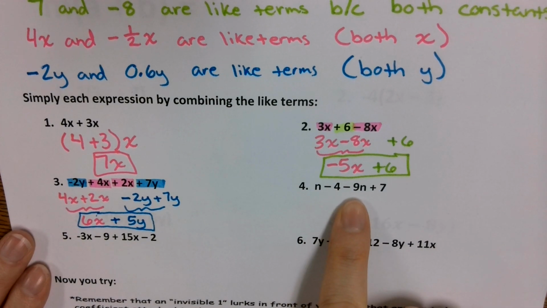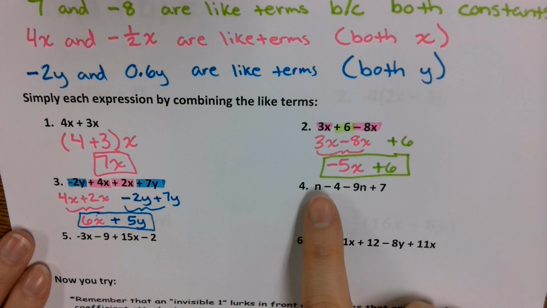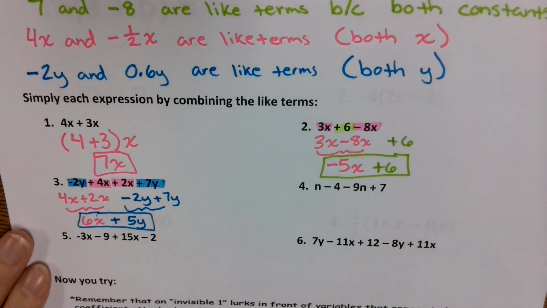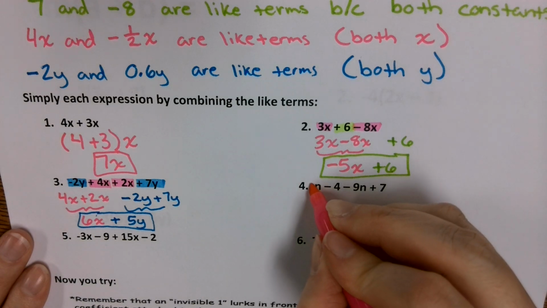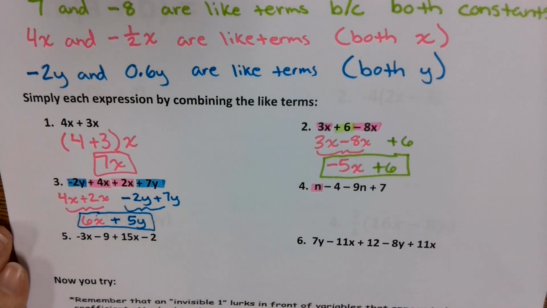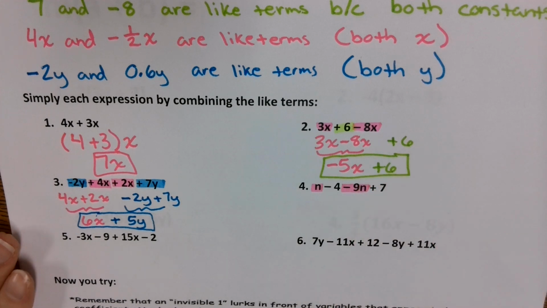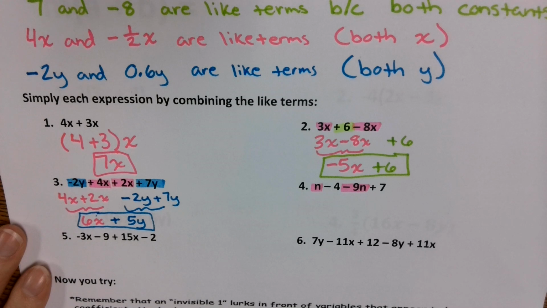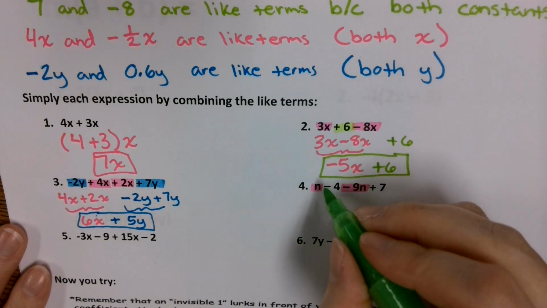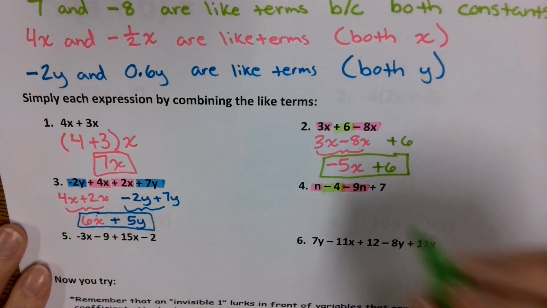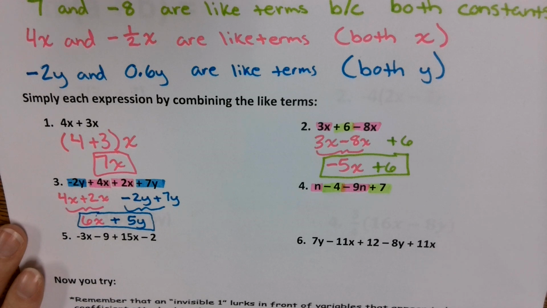Taking a look here for problem number 4, starting with our first term, we have the variable n. Do we have any common terms, like terms with the variable n? Negative 9n. Minus 9n. Remember, that sign belongs with it. Then we have negative 4, which is a constant. Do we have anything in common with the constant? The positive 7, right. Okay, so now we start with our variables first.